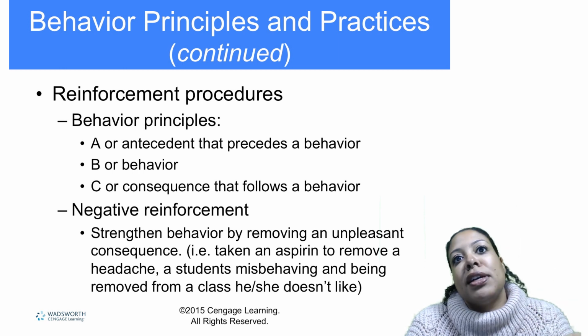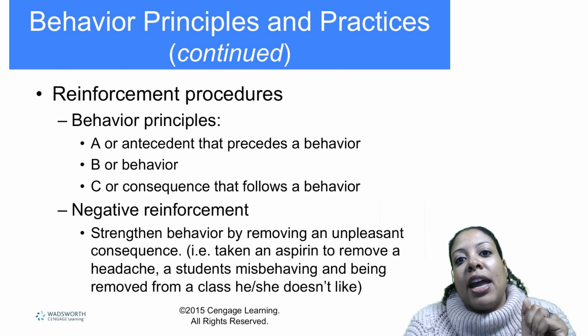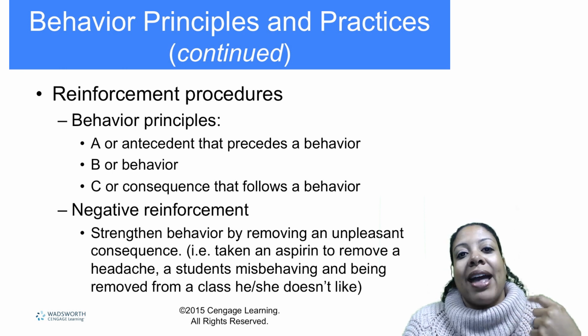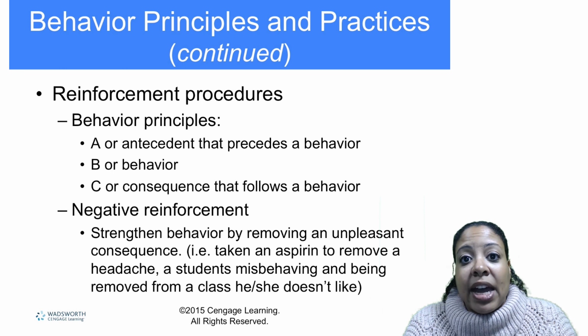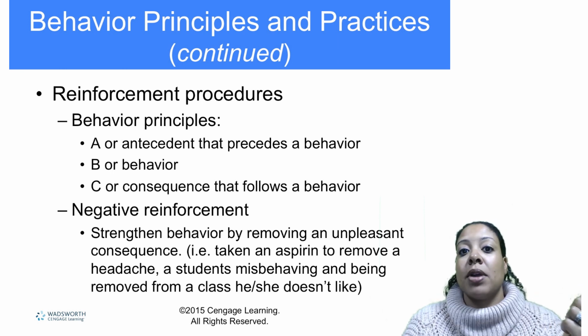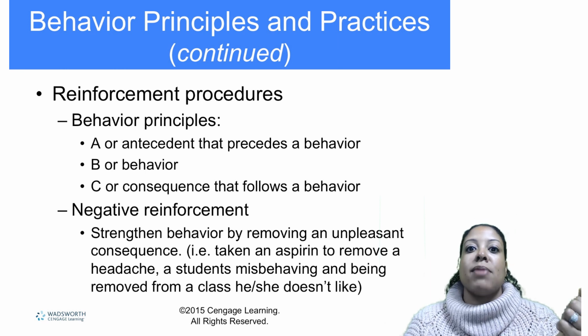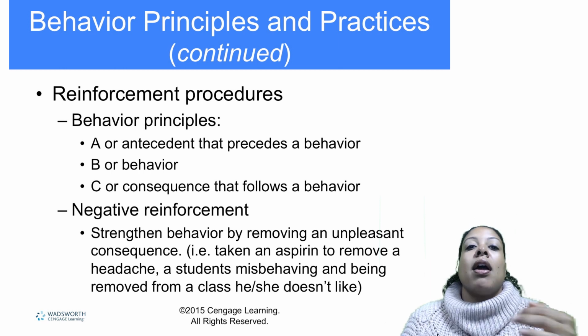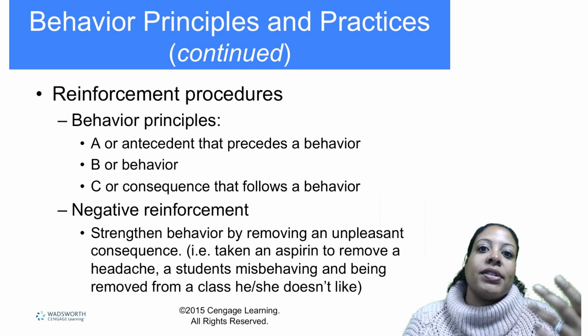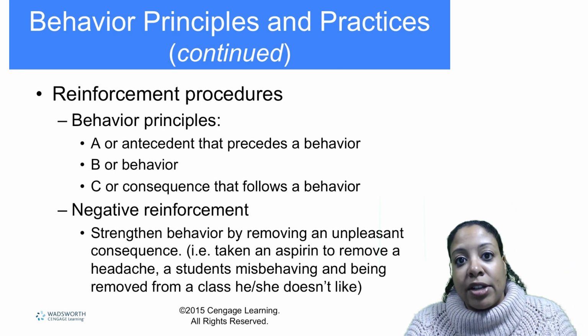So let's think of an example. Let's say a behavior is a child falls out of their chair. That's the behavior. They fall out of their chair in the classroom. The antecedent, or what precedes the behavior, perhaps they were rocking back and forth in their chair. So that would be the antecedent. The behavior is they fall out of their chair, and then the consequence that follows the behavior is that they hurt themselves and they begin to cry.